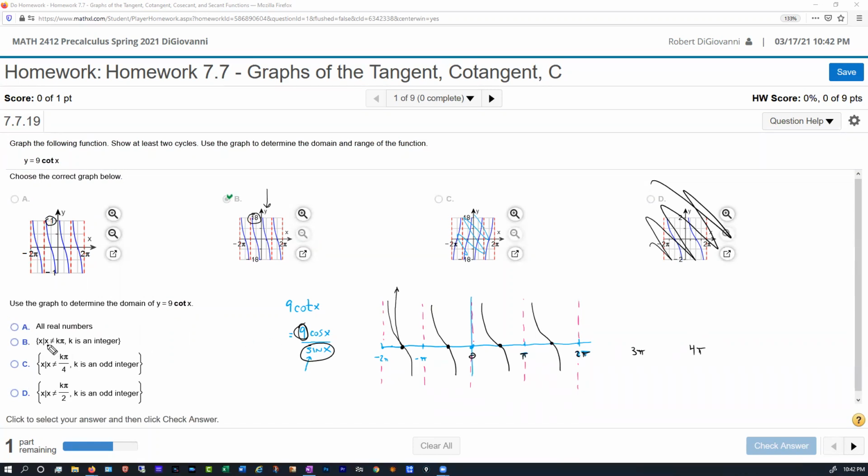This first one says the domain is all real numbers. That can't be it, because there are certain things we can't plug in. This says all x such that x cannot be k times pi, where k is an integer. So this means all multiples of pi, so that should be it. This one is all multiples of pi over 4. That's not it, because none of these are fractions. This is all multiples of pi over 2, so it can't be that either. So it's got to be B.